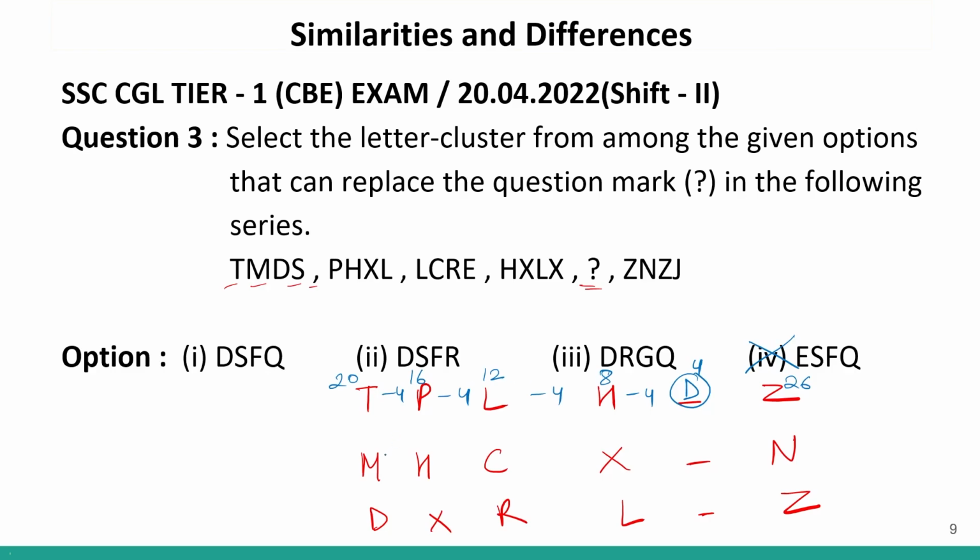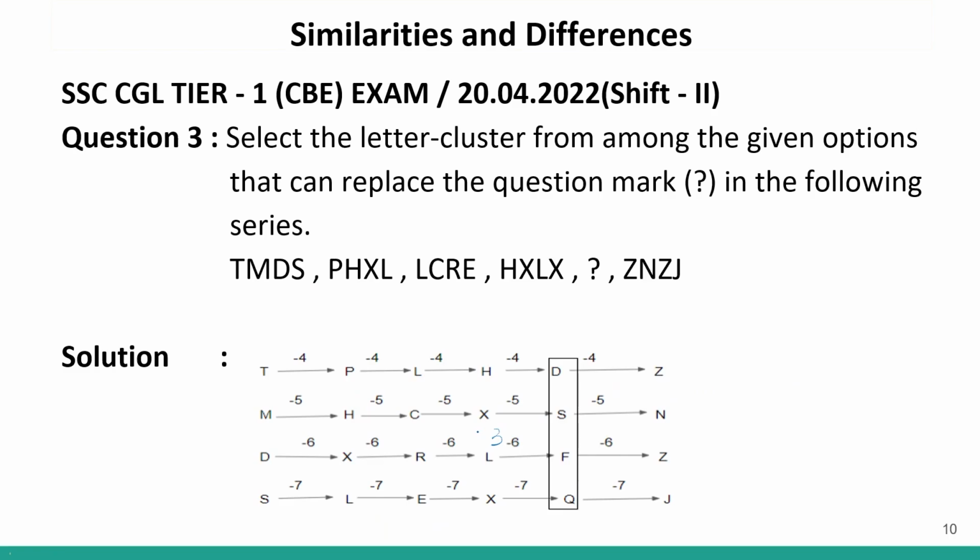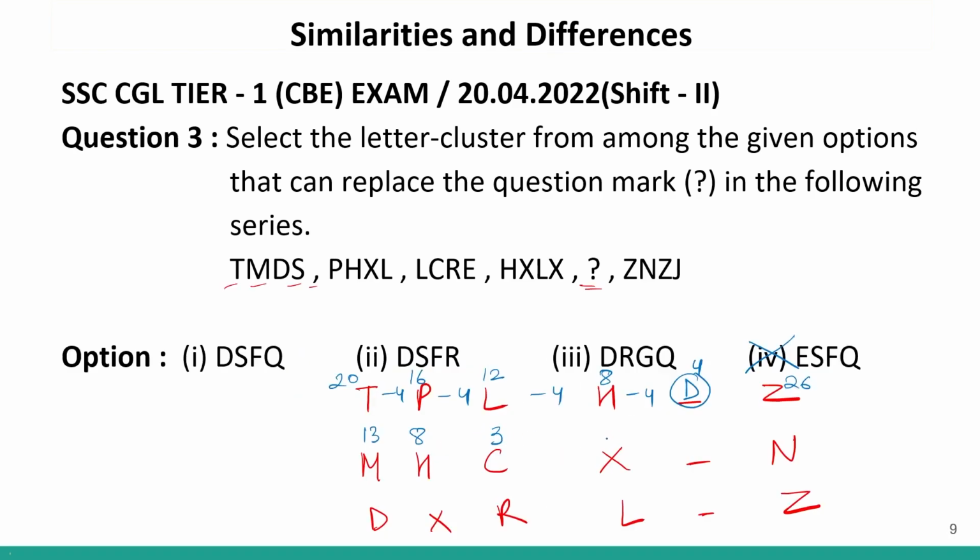Now, M H C X: M is positioned at 13, H is positioned at 8, C is positioned at 3, and X is positioned at 24. So here I can see minus 5, minus 5. From C, going A, B, C, and if we have X, Y, Z, from C, if I move 5 positions back, 1, 2, 3, 4, 5, I'll get 24. So here also I'll go 5 positions back. That will give me the 19th position. And at the 19th position we have S.